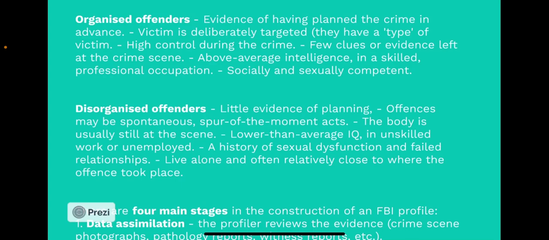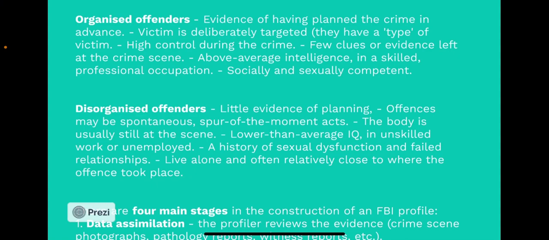So organised, you would see evidence of having planned the crime in advance. The victim would be deliberately targeted, so they would have a type of victim. There'd be high control during the crime. They'd leave few clues, so it'd be quite a clean crime scene. The individual would have above average intelligence. They are often in a skilled professional occupation, and they are socially and sexually competent, so they might be in relationships or may even be married with children.